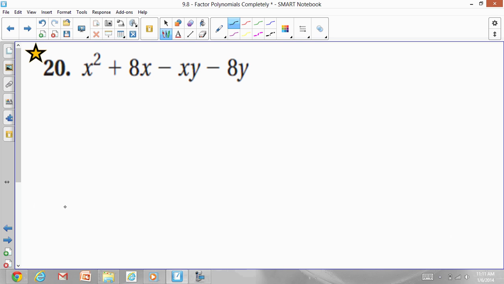Copy question number 20. Let's pick up speed. So I have 1, 2, 3, 4. So I'm going to group these two together and I'm going to group these two together. So let's see.